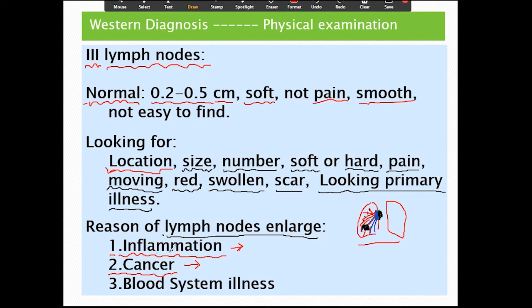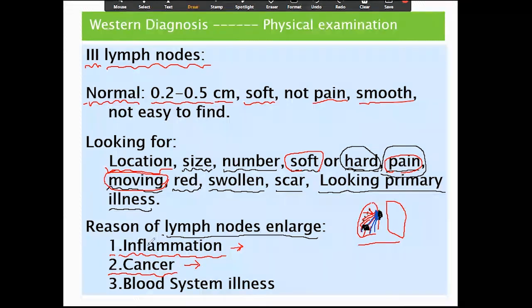Inflammation can cause lymph nodes to get bigger. Basically, they are softer, maybe a little bit painful, and mobile. But cancer causes lymph nodes to get bigger, and they are usually hard. In the early stage, no pain. In the later stage, severe pain. And they are not mobile. They are fixed, like a few lymph nodes fixed together. And the skin is more reddish, more swollen, with more numbers and a big size.